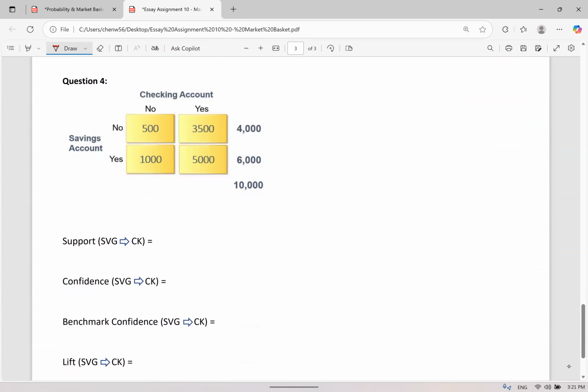And if you are working on question 4, it is just to give you the information in another format, right? In a two-way table format.